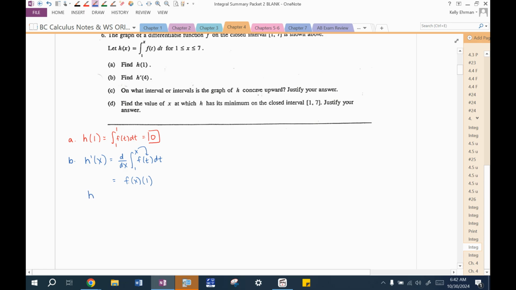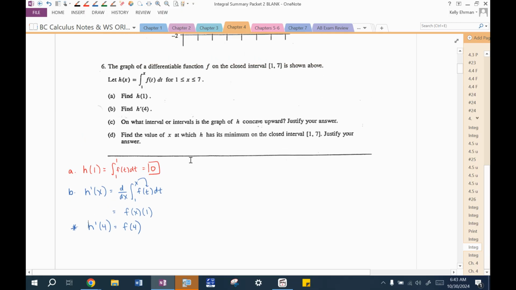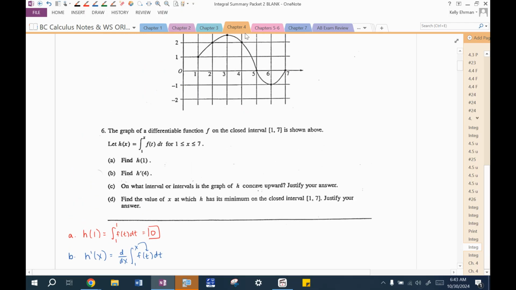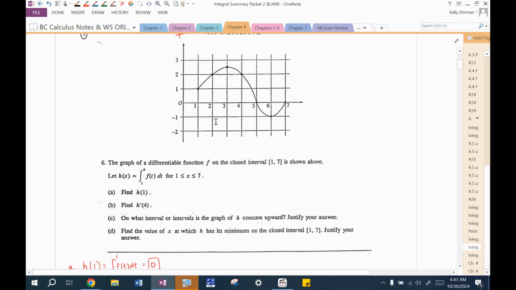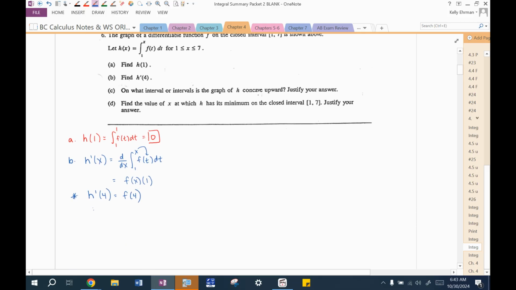I did not have to show that for the AP test. I could jump right to h prime of 4 is equal to f of 4. You do have to show something. Either h prime of x equals f of x or h prime of 4 equals f of 4. You have to show something there. And then you get your answer. So what is f of 4? So f of 4 is 2. So h prime of 4 is 2.